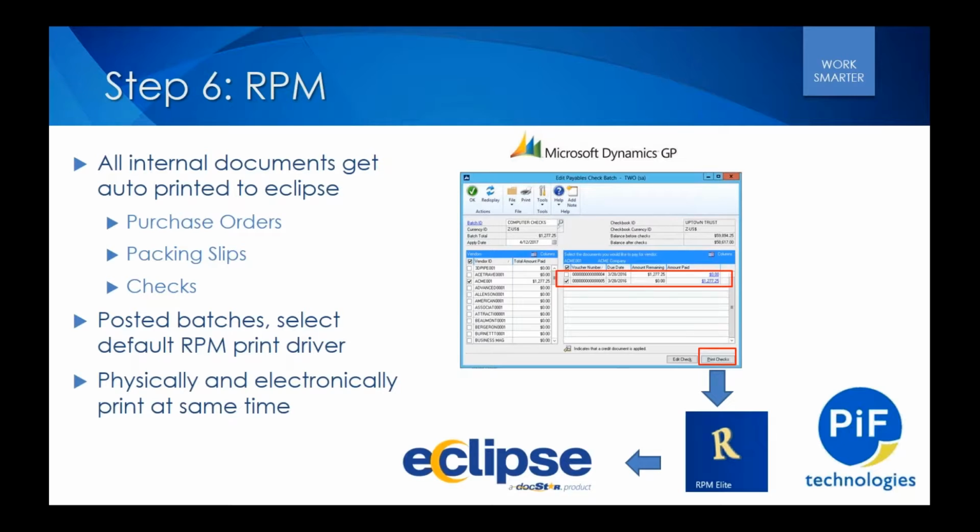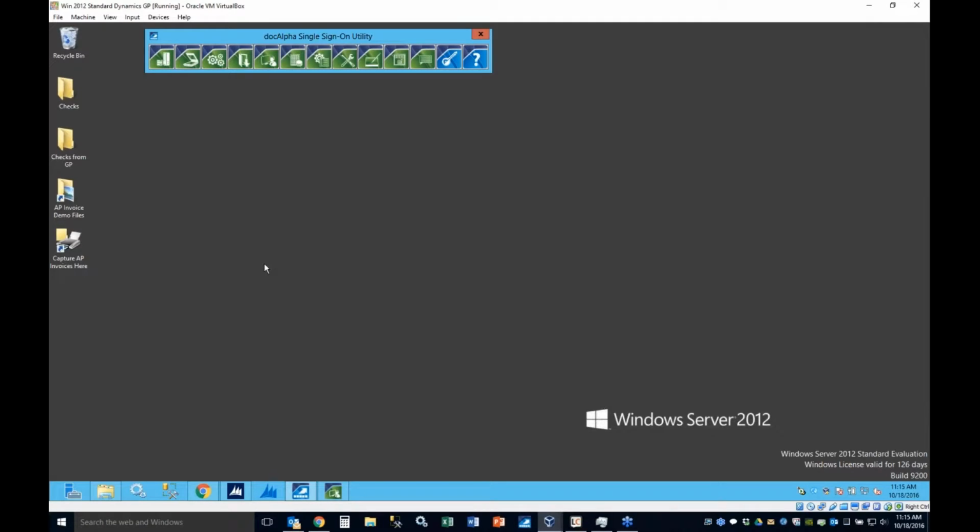And what happens here is it takes and overlays all the data that gets generated at GP onto a physical PDF, essentially a check representation. So you could still physically print as you do today, but it creates a PDF of that check run, and that gets added to the Eclipse system. Okay, so I'm going to get to a live demonstration now.